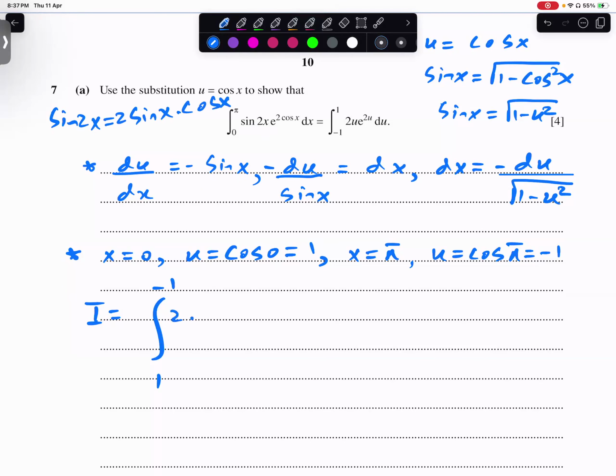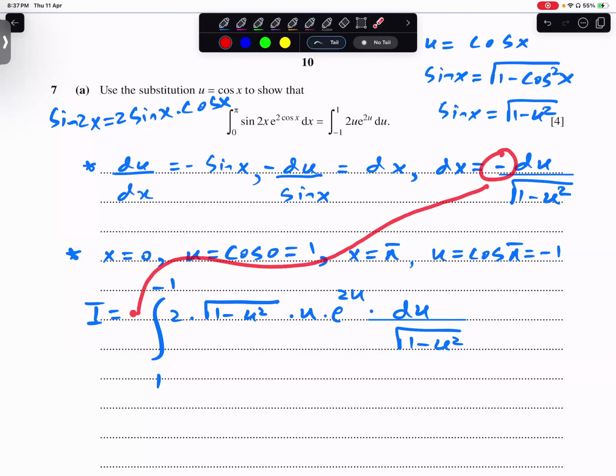Okay, so 2 times, what is your sine x? Sine x, do not write anything involving x. Convert all the things in u now. So what is your sine x? Sine x, you can see on the top right, 1 minus u square. What is your cos x? Cos x is actually u. And what is e raised to power 2 cos x? Means e raised to power 2 u. And what is dx? Dx is du divided by, everything is converted into u now. And also here we have minus, which we will definitely write here.